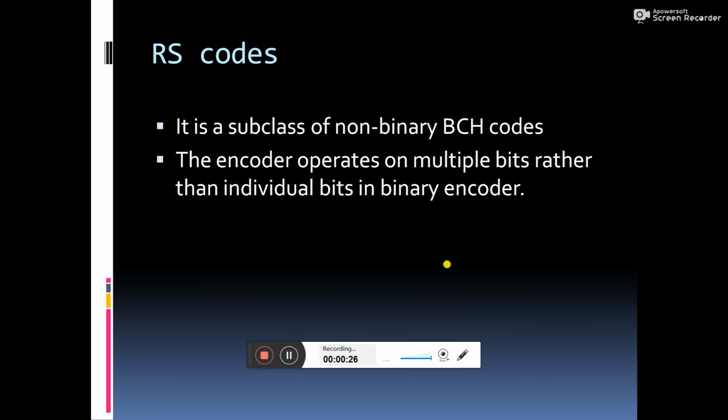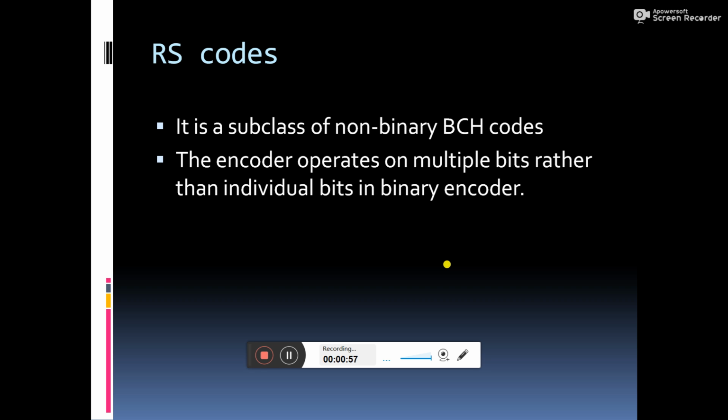so far we have discussed binary codes. So Reed-Solomon codes are non-binary codes. The encoder operates on multiple bits rather than individual bits as in a binary encoder. That is, in a binary encoder, the encoder operates on individual bits, as we have seen in case of linear block codes, cyclic codes, and BCH codes.